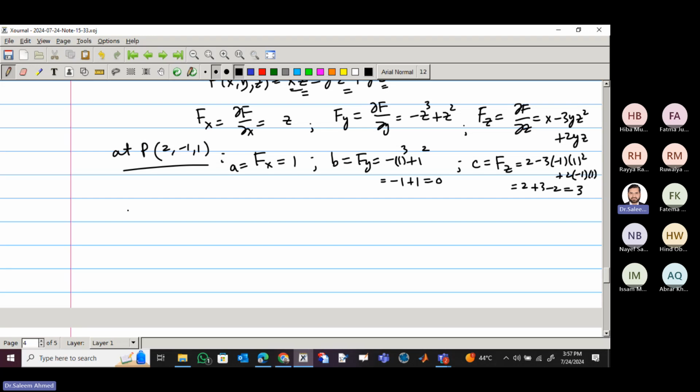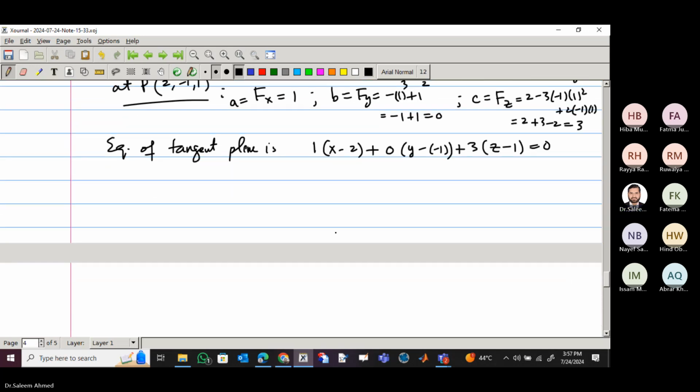So now you can write the equation of the tangent plane. The equation of the tangent plane is a into x minus x naught plus b into y minus y naught plus c into z minus z naught equal to 0. Got it? So now it is x minus 2, this becomes 0, plus 3z minus 3 equal to 0. So you can write x plus 3z equal to 5, because minus 2 minus 3 is minus 5, it will become 5. So this is the required equation of the tangent plane: x plus 3z equal to 5.